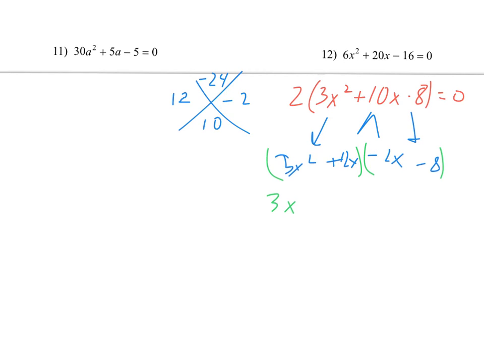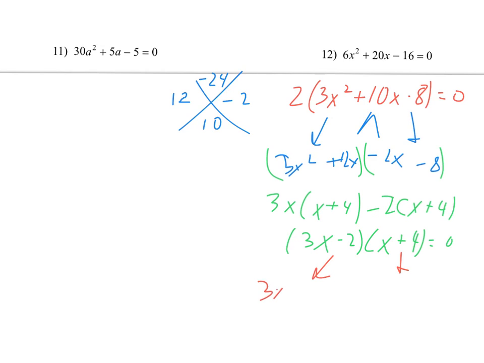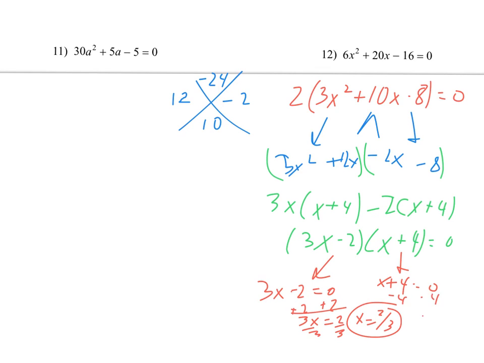So this group I can take out 3x, leaving me with x plus 4. This group negative 2, leaving me with x plus 4. So then I get 3x minus 2 times x plus 4 equals 0. And so I get 3x minus 2 equals 0. And x plus 4 equals 0, so I'll solve those. I add the 2. So 3x equals 2. Divide by 3, so x is 2/3. And then on this one, I just subtract the 4, so x equals negative 4.